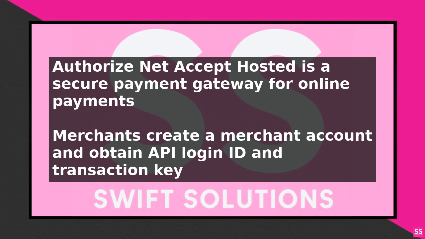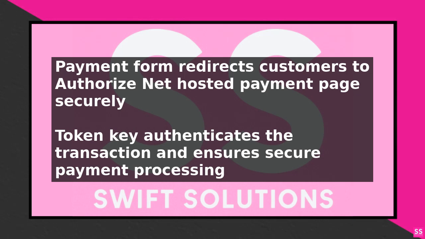Next, you need to configure your payment form to redirect customers to the Authorize Net Hosted payment page. This page is a secure URL where customers can enter their payment information. To do this, you will need to generate a token, known as a token key, which is used to authenticate the transaction. Once the customer has entered their payment information, Authorize Net will redirect them back to your website with a response token. You can then use this token to retrieve the transaction details and update your database.